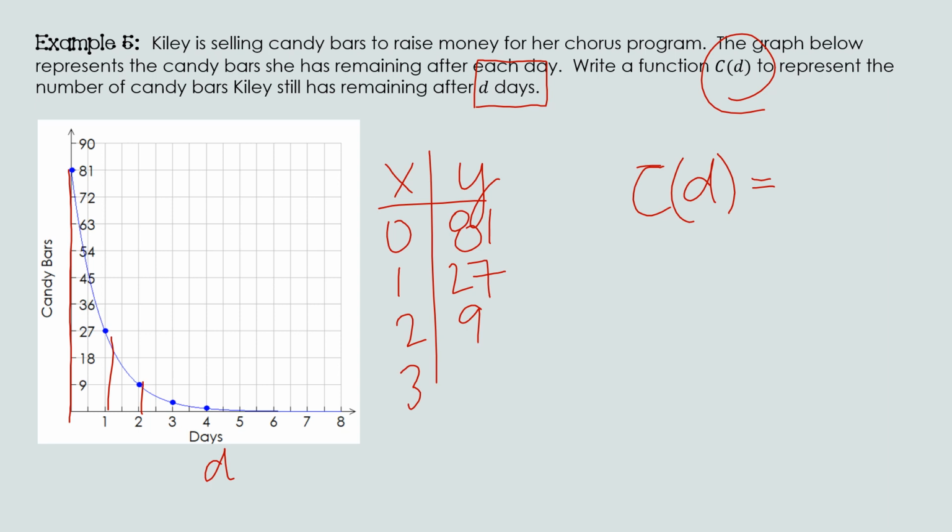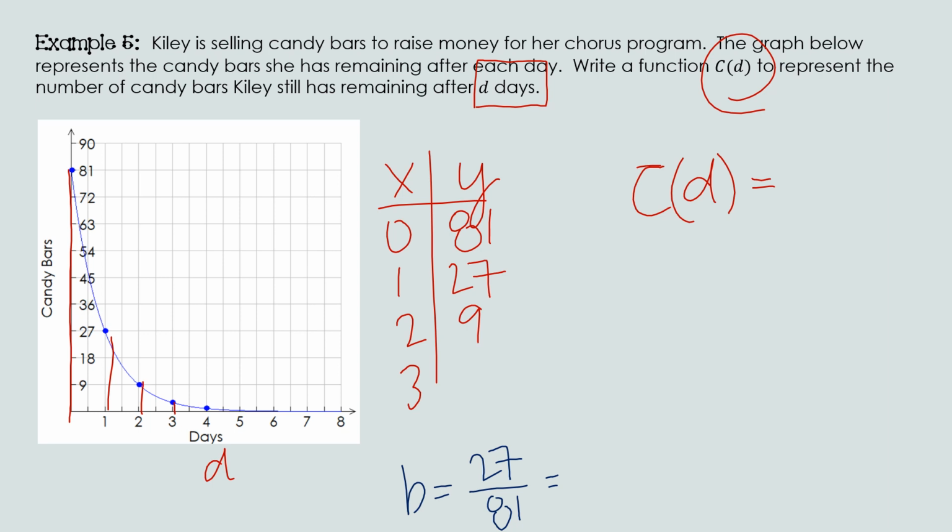After 3 days, a little bit trickier to see, so we need to first figure out our pattern. Some of you might be able to see right off the bat that this is dividing by 3. Some of you might need to use our trick of taking any term, any y value, so we can use 27 and dividing it by the term before it. So we can do 27 divided by 81. Now, you're going to get a decimal when you do 27 divided by 81.